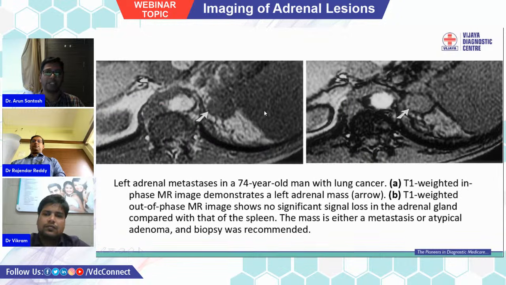These are the in-phase and out-of-phase or opposed phase images in a patient with a known case of lung cancer. Here we can see in in-phase, the lesion is appearing almost isointense to the adjacent spleen. Whereas in opposed phase images, there is no signal dropout, the lesion is maintaining the same signal intensity as that of the spleen in in-phase and out-of-phase images, and hence the mass was labeled as either an atypical adenoma or a metastasis, and further biopsy was done, which turned out to be a metastatic deposit, as the patient was a known case of lung cancer.